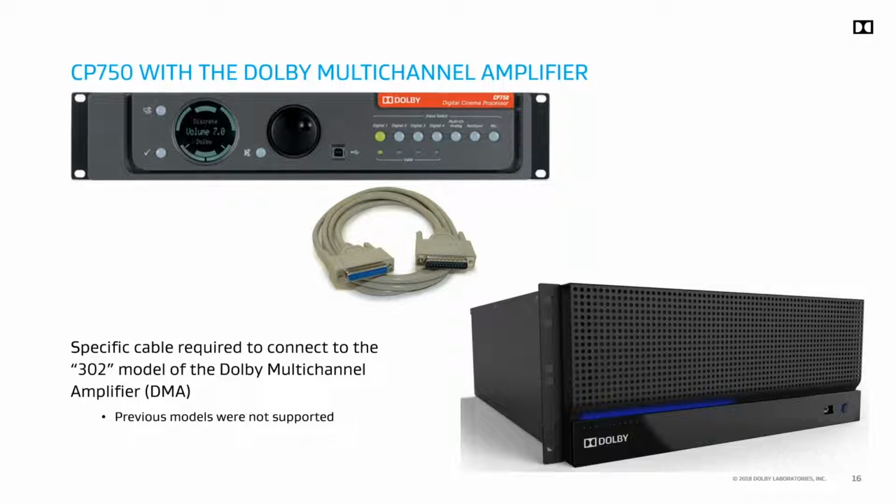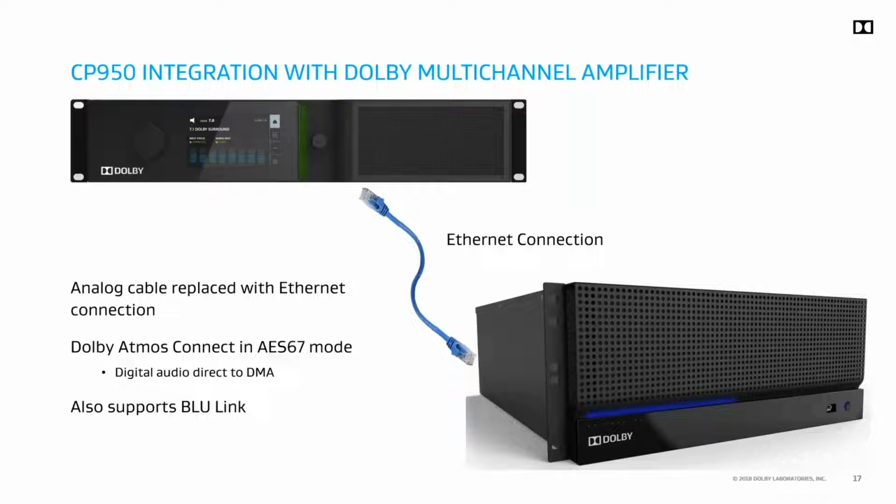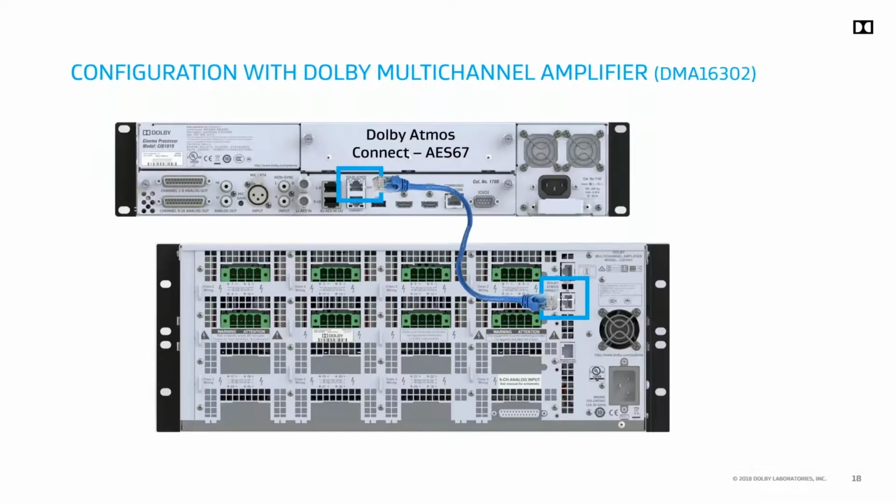When connecting from an audio processor to a DMA, that's improved from the CP750 to the 950. So for example, if you had a CP750 and you were connecting to the DMA, you would need a 25-pin analog cable, and you'd have to make sure you had a DMA that had the 302 model. In other words, it has the analog input card to accept analog output. With the CP950, we're able to connect directly with an Ethernet cable and use the Dolby Atmos Connect protocol, which is our implementation of AES67. The CP950 does also support BlueLink protocol, which would be used in those types of devices.